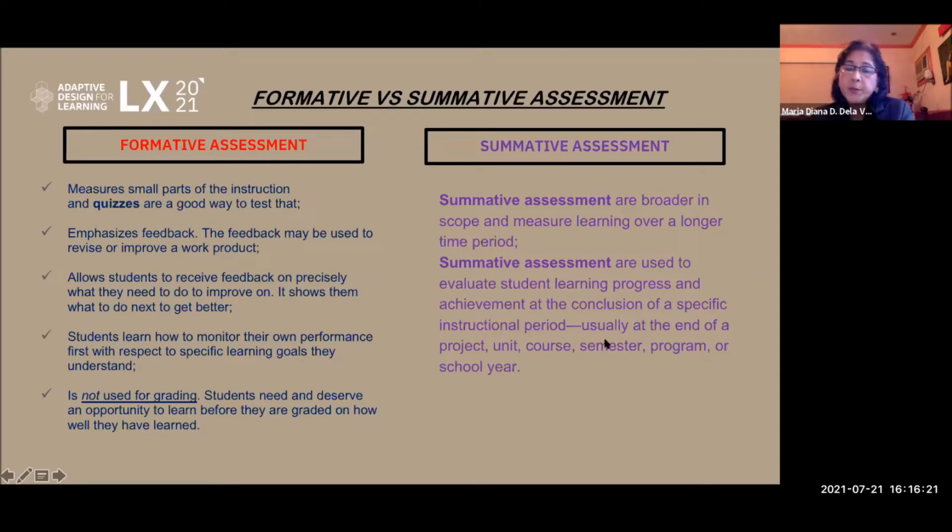Therefore, it could be the end of a quarter, the end of a term, the end of a project, a unit or course. So the measure is broader as compared with formative assessment, where the measures are in small parts. Okay, so next slide.